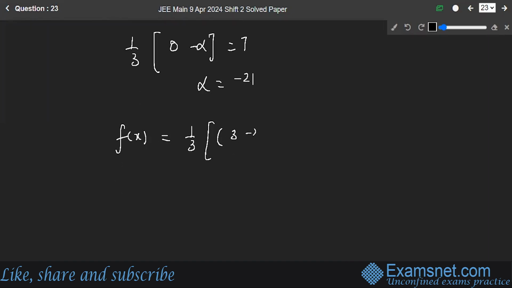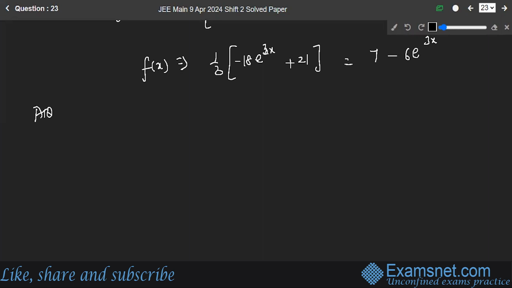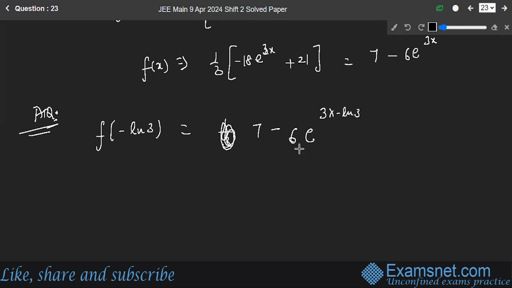3 plus alpha, so 3 minus 21 into e power 3x minus of minus 21. It will be minus 18 e power 3x plus 21, which will give you 7 minus 6 e raised to power 3x, f(x). And according to the question, what do you have to find out? f of minus log 3. That will be 7 minus 6 into e power 3 into minus log of 3.